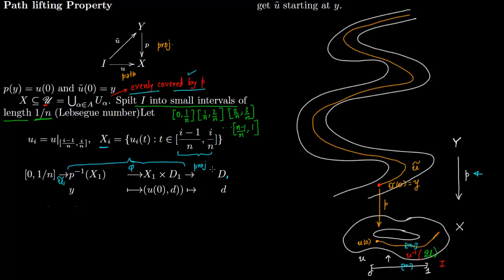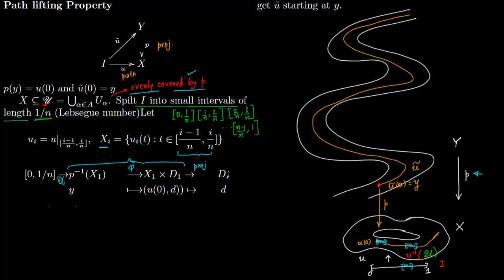So this is just a projection map to D1. What phi does is it takes this point y in the P inverse of x1. So x1 lies somewhere right here. So this is x1. According to the definition of even cover, we know that this phi is a homeomorphism. And we need to define this homeomorphism so that we get a lifting.